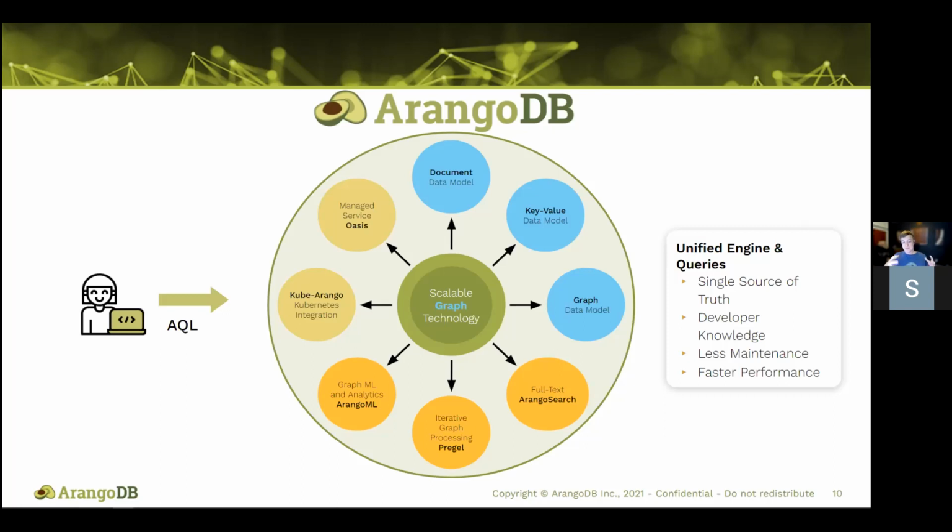And all of this is scalable. So we are a scalable graph database. We have been for a long time, and that's something that we can do very well for each data model. We also have a built-in full text search engine, ArangoSearch, which I'll briefly touch on in just a few slides. We also have built-in iterative graph processing with Pregel. We currently have a number of built-in graph algorithms that you can run, but we also have support for an experimental feature for creating your own custom algorithms to run.